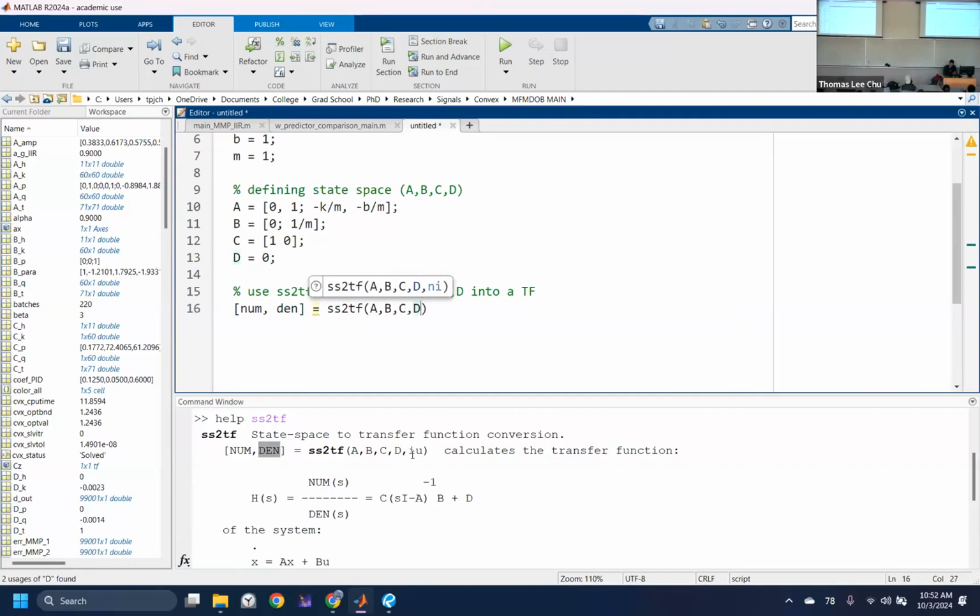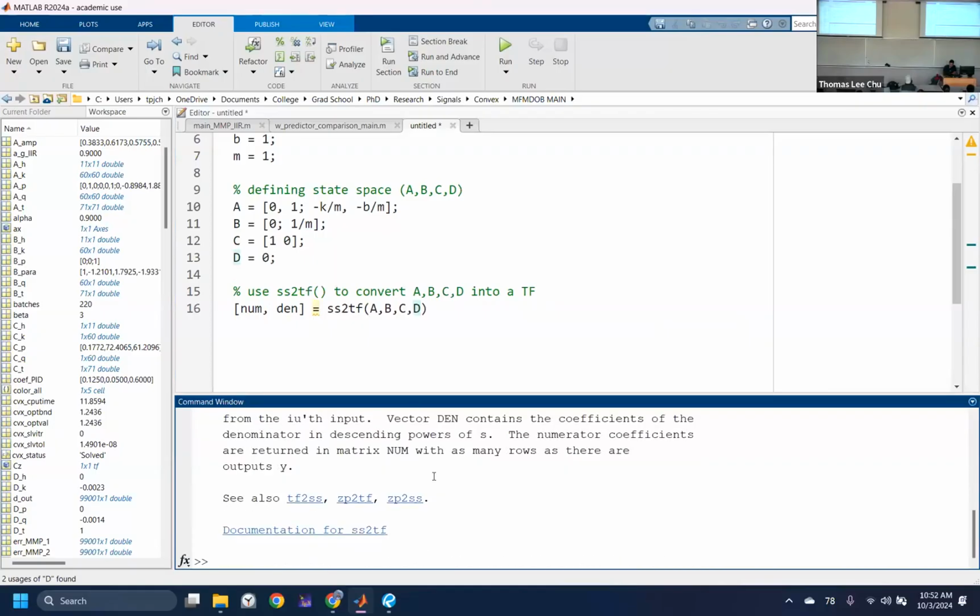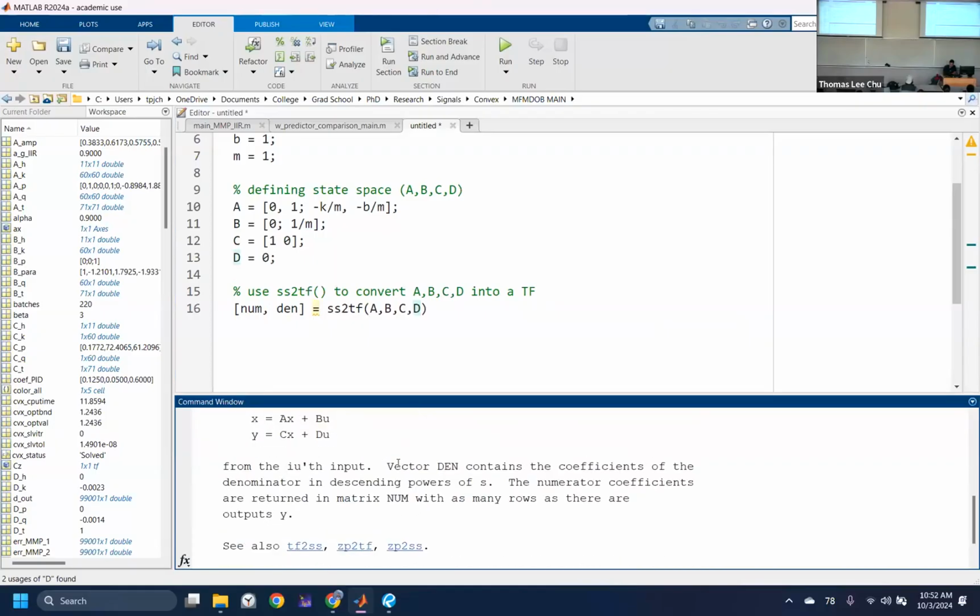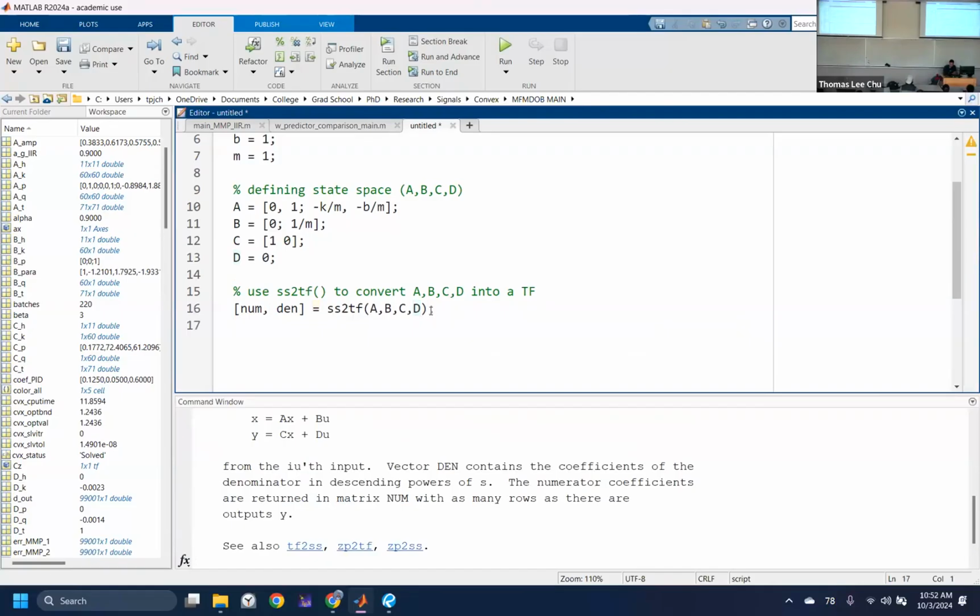This here is our input. We can specify how many inputs we have. For single input, single output systems, you don't need to specify it. So let's just run it first and see if this all runs.